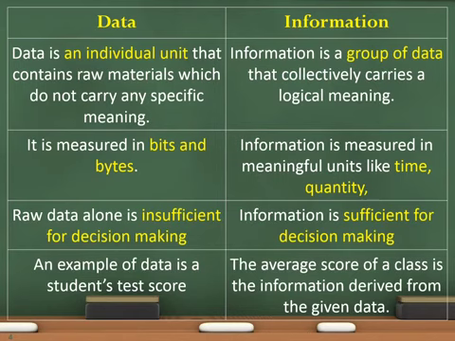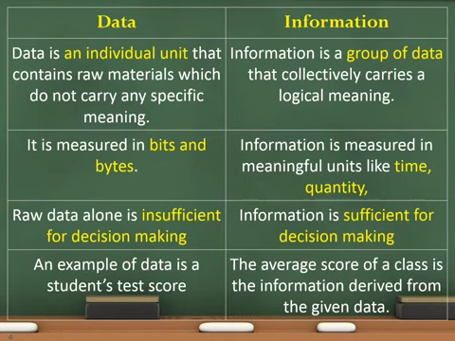In this slide, let's talk about the difference between data and information. Let's keep in mind the example of data and information. A student mark is a data, while the average mark of the class is an information. First point, data is an individual unit that does not carry any specific meaning. The example student mark is an individual unit, but it does not carry any specific meaning. But the average marks of the student, it is a group of data that has a logical meaning.